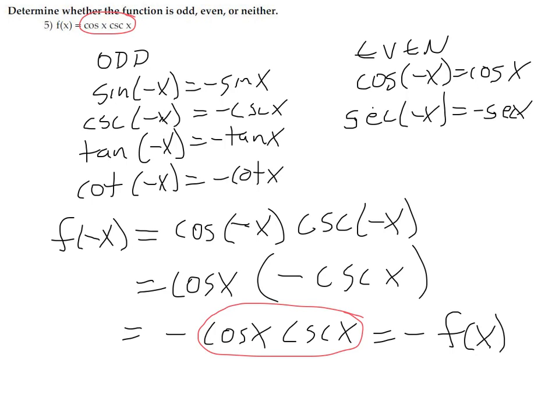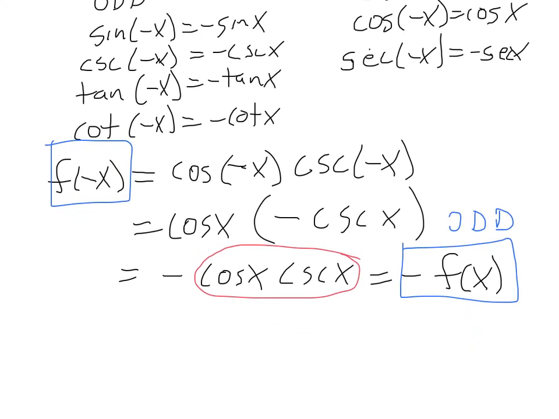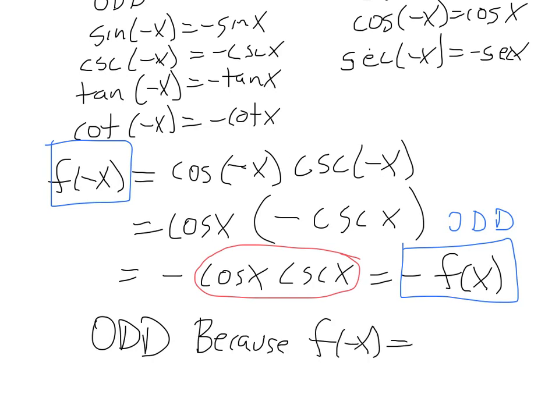Alright, now if we have f of negative x equals negative f of x, that is odd. So what we have for this problem is odd. Odd because f of negative x equals negative f of x. Done. Great.